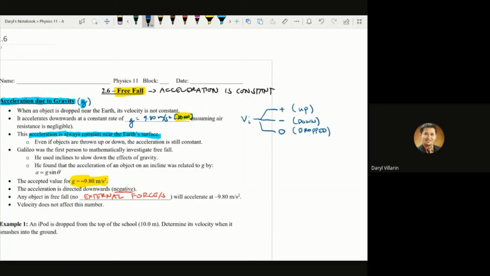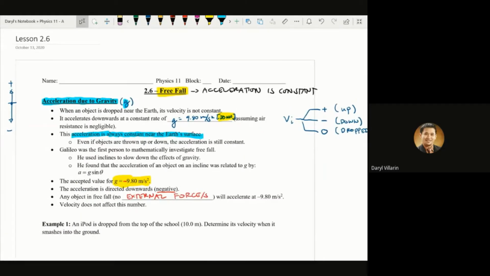So the initial velocity, try to take note of that because of the coordinate system that we're using, this one here. So if you're throwing it upward, it should be positive. If you are throwing it downward, that should be negative. And if you're just dropping the object, that means that the initial velocity is zero. Well, this is helpful later on if you're dealing with a freely falling object.